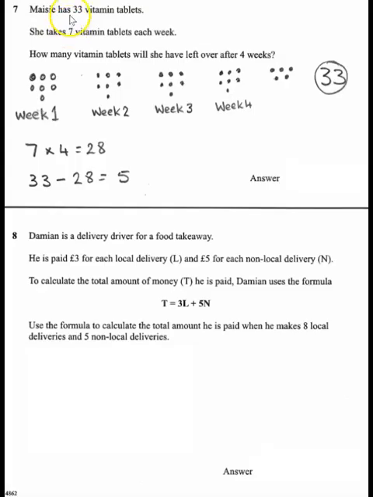Now we know that she has 33 vitamin tablets, and the question is asking how many vitamin tablets will she have left after 4 weeks. So she's already used 28, and we take 28 away from the 33 there, and we have 5. So she's got 5 tablets left after the 4 weeks.